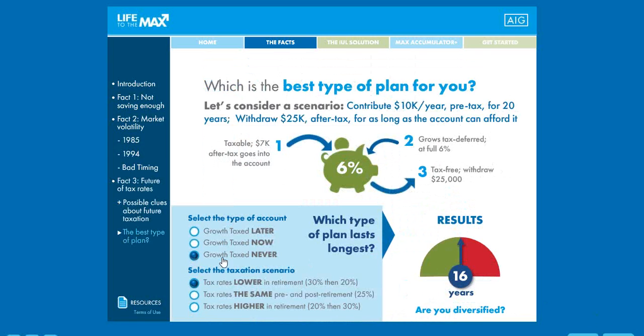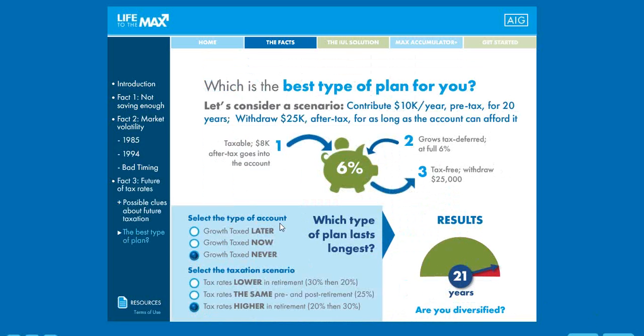But what if our client had a taxed never asset, such as a Roth account or a life insurance policy? Well, if their tax rates are actually lower in retirement, which good luck with that, okay, our money is only going to last 16 years, so we should have had it in the traditional 401k. But if our taxes are the same in retirement and we have our money in a Roth or a life policy, look, now we get back to 18 years. If tax rates are higher, as we think they likely will be, now we're back to 21 years.